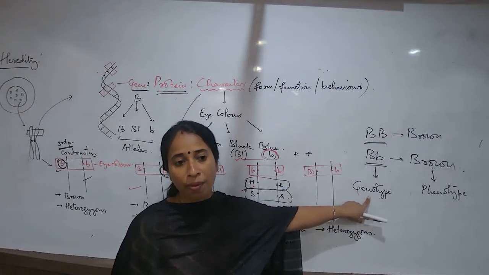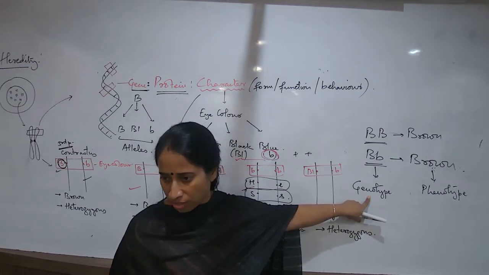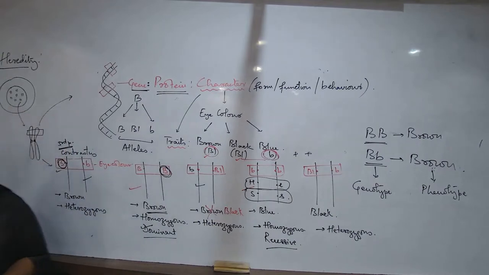And what is the definition of genotype? The pair of alleles in our chromosome for a gene, right? What is genotype? The pair of alleles for a gene that regulate different forms of a character.